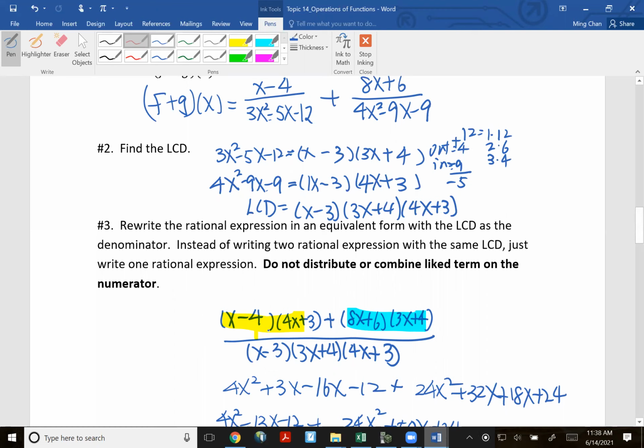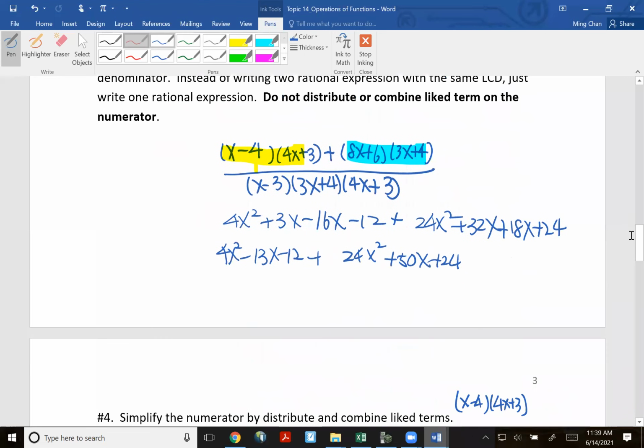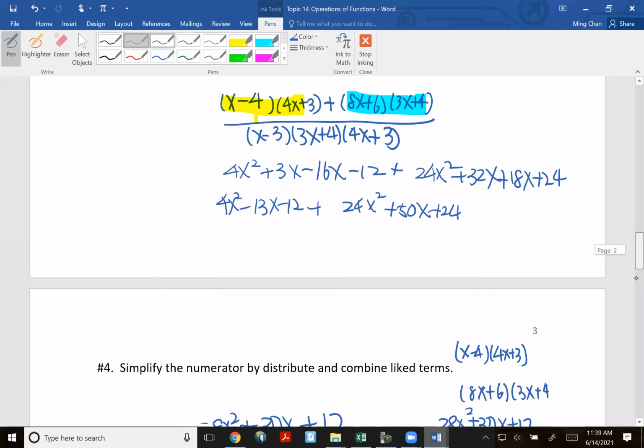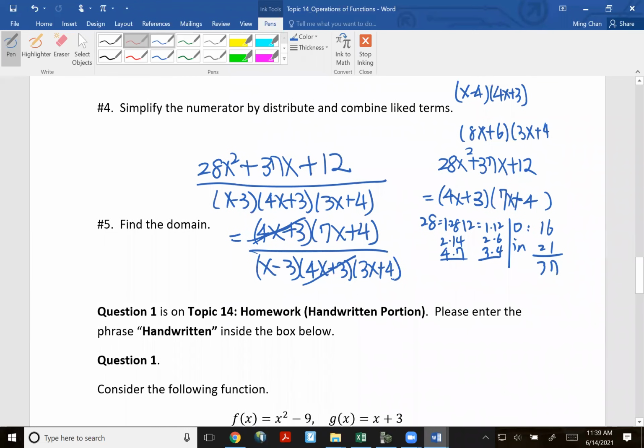So you can look at these 3 LCD factors and say, I can set each one not equal to 0 and solve for x. If I set each one of these not equal to 0 and solve for x, that will tell me one, x cannot be 3. The other one, x cannot be negative 3/4. 3x plus 4 cannot equal 0, so x cannot be negative 4 over 3.